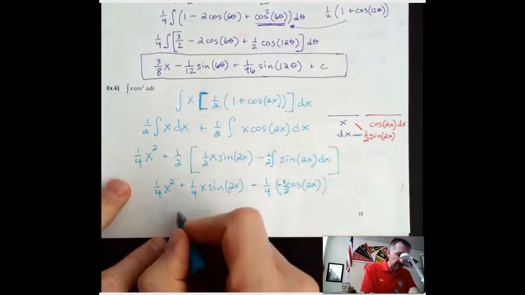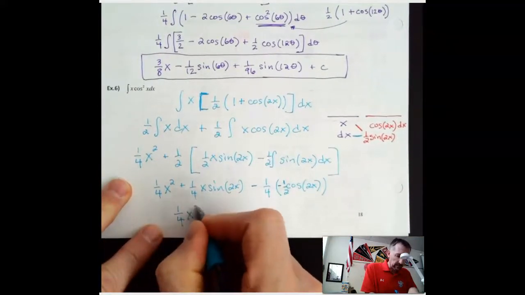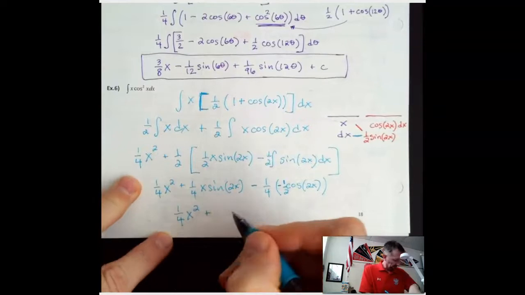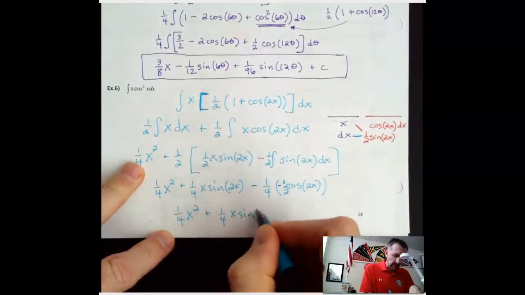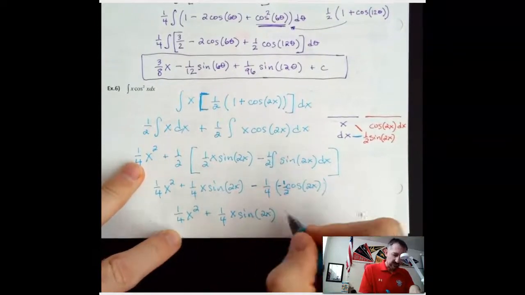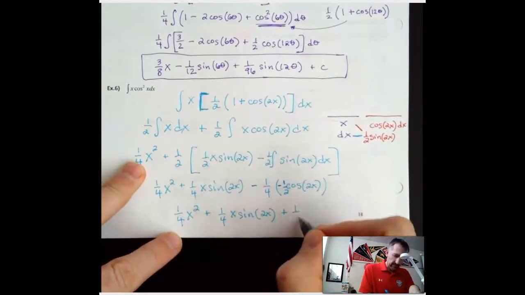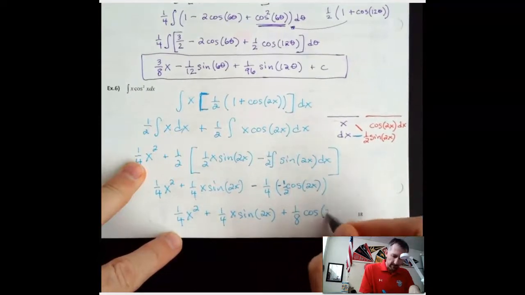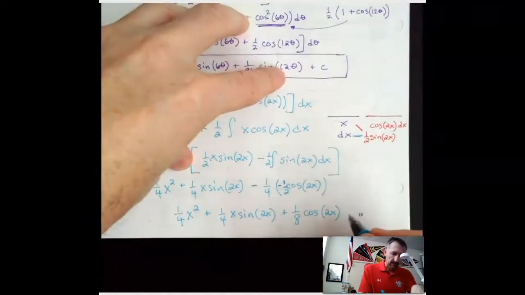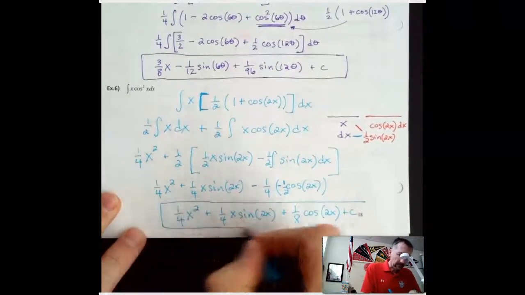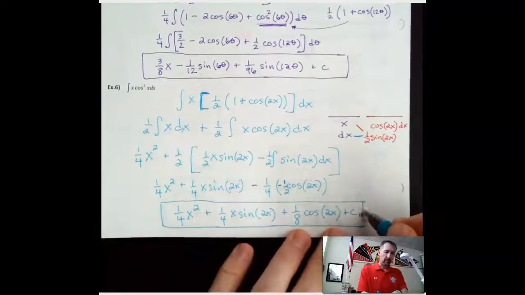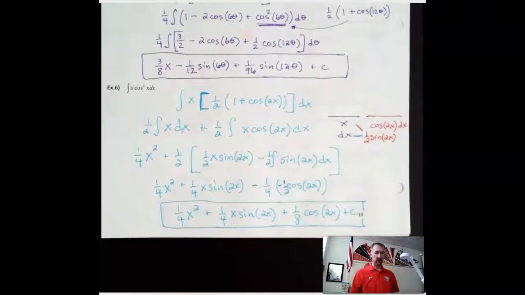Okay, so our final answer here is that plus that. Negative times a negative is a positive. All right, so that's trig functions with powers.